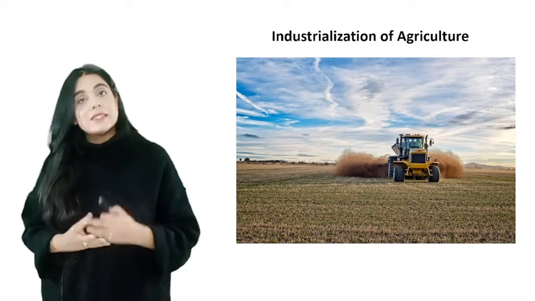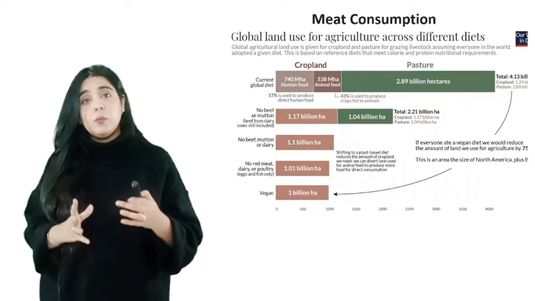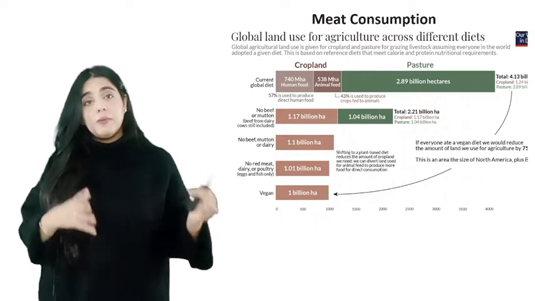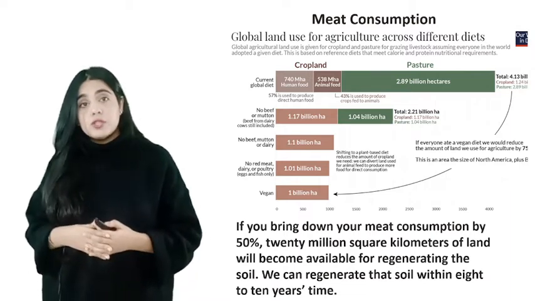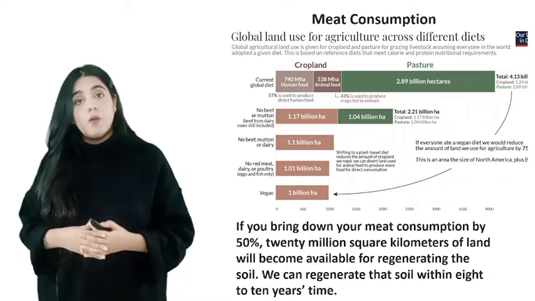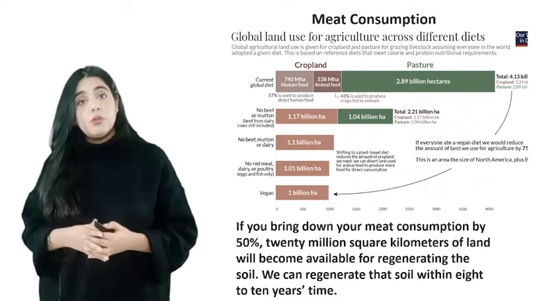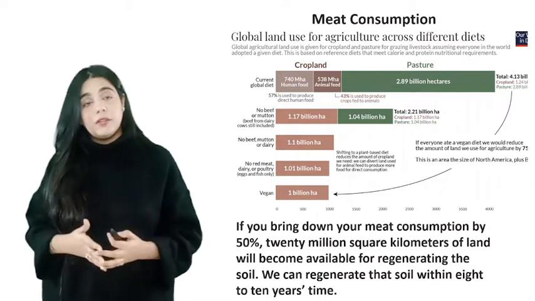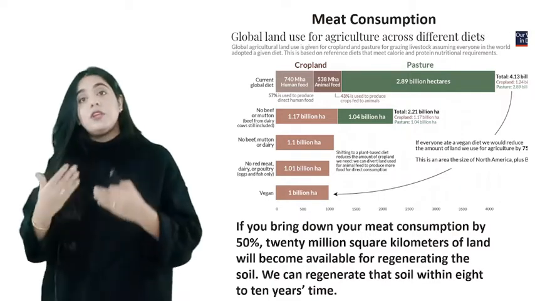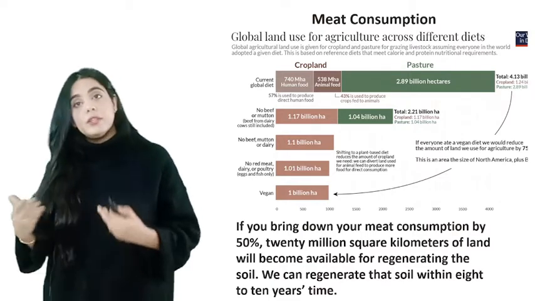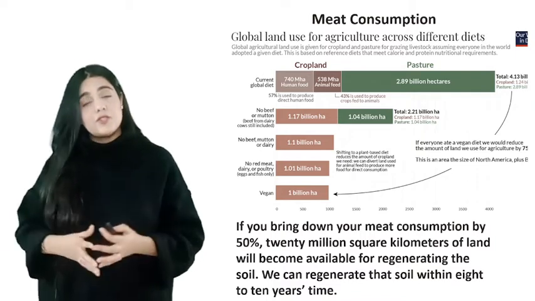The second important thing is meat consumption and cattle grazing. Right now, 51 million square kilometers of land is being farmed in the world. Out of this, 40 million square kilometers is used for raising animals and their feed, which is 75%. If you bring down your meat consumption by only 50%, 20 million square kilometers of land will become available for regenerating the soil, which we have already discussed in my previous video. We can regenerate that soil within 8 to 10 years of time.